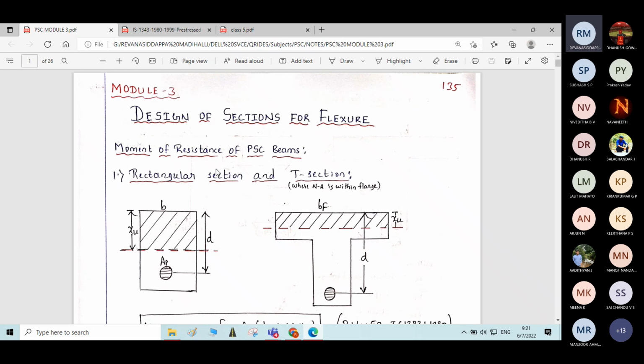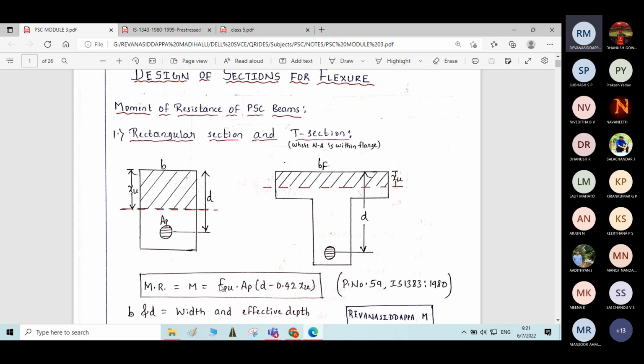For the given parameters means sectional dimensions like width of the beam and depth of the beam will be given. The grade of the concrete will be given, the grade of the pre-stressing steel will be given, and the area of the pre-stressing steel will be given. Using all these data, you need to find the moment carrying capacity, the moment of resistance of the beam, whether it may be a rectangular beam or a flanged beam or T beam. This is one part.